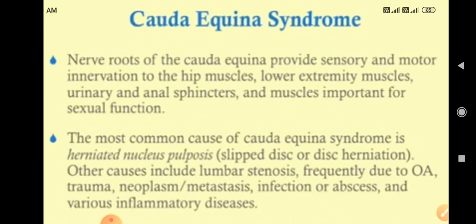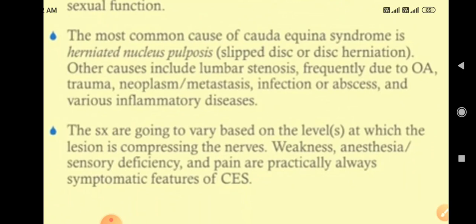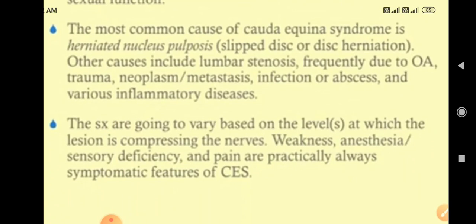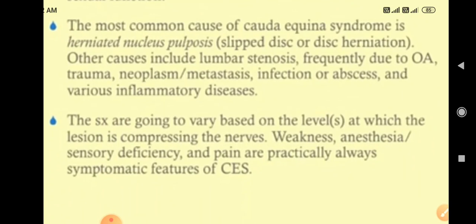Okay, Cauda equina syndrome. Nerve roots of the Cauda equina provide sensory and motor innervation to the hip muscles, as I already told, lower extremity muscles, urinary and anal sphincter, and the muscles important for sexual function. The most common cause of Cauda equina syndrome is herniated nucleus pulposus, also called slipped disc or disc herniation. Other causes include lumbar stenosis, frequently due to osteoarthritis, trauma, neoplasm, metastasis, infection or abscess, and various inflammatory diseases.